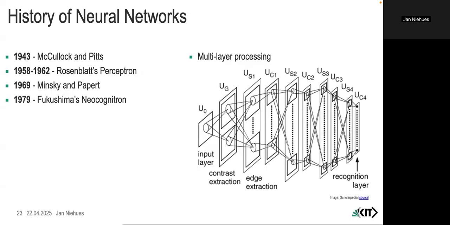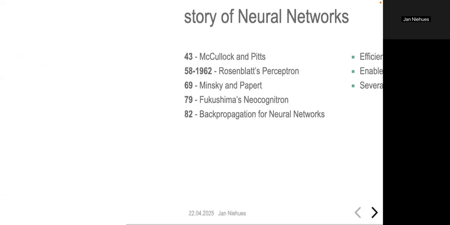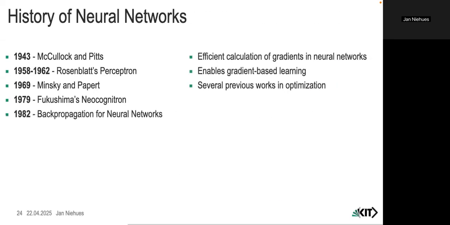However, there wasn't directly a way to efficiently train that. And that is another important thing we'll talk about today, backpropagation. That is essential to train large neural networks nowadays: how do you find the right parameters?